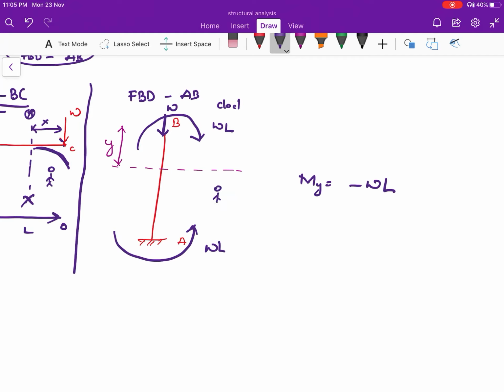If you are standing here and you need to look into the structure, you are not supposed to look into the structure from here. This is wrong. You have to look inside the structure. Because of the presence of this moment, the structure is going to bend like this, which is a negative moment, that is hogging. That is the reason I am taking it as minus w into L.